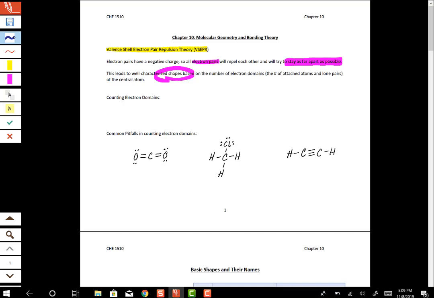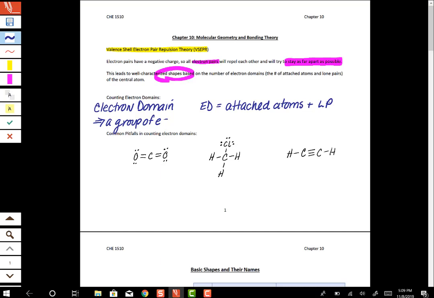But first, let's talk about what an electron domain is. An electron domain is a group of electrons. And when we count electron domains, we count them as attached atoms plus lone pairs. So let's look at some examples.